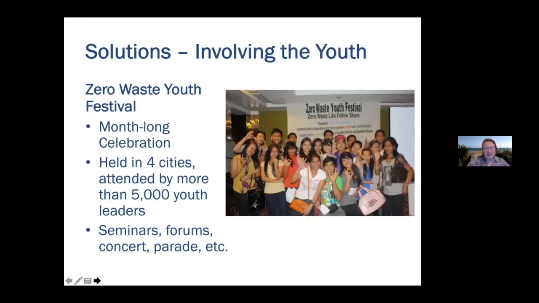And being a very young country in the Philippines, San Fernando City involves the youth. So they have an annual Zero Waste Youth Festival that is month long, and it's held in 4 cities, attended by 5,000 youth. And there are some seminars, forums, concerts, and parades. And you can see they're a very happy group on the road to zero waste.